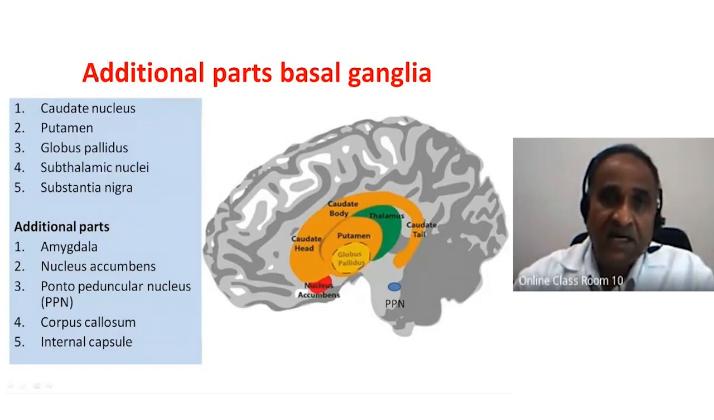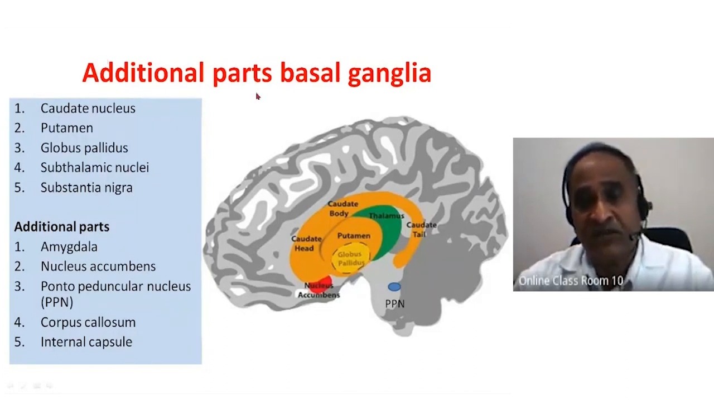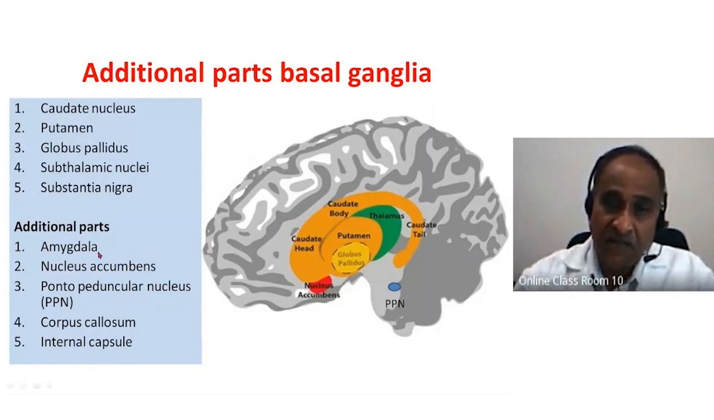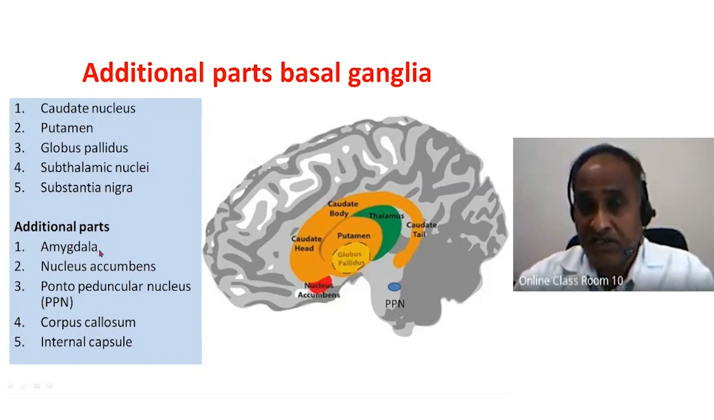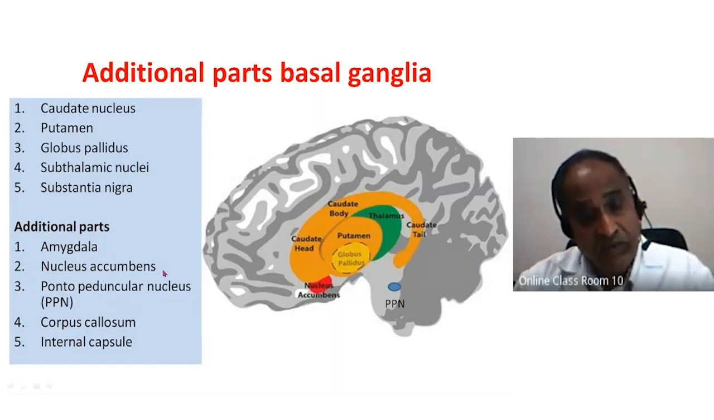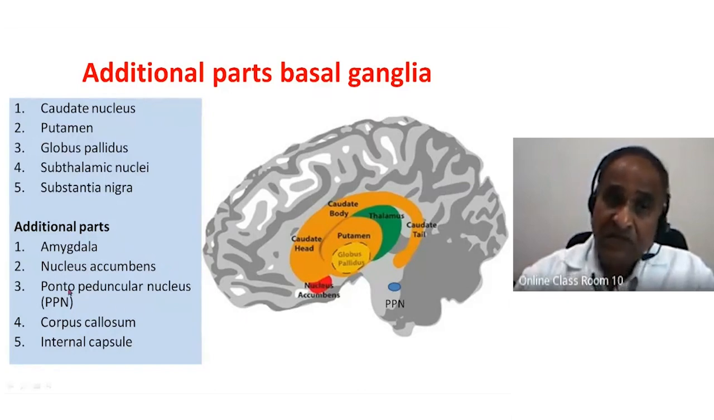In addition, there are other parts that are also partly involved in the basal ganglia functions, like the amygdala, maybe for the emotional components and memory, and the nucleus accumbens, which is for the cognitive aspects in terms of reward functions, and the pontopeduncular nucleus. This is the pontopeduncular nucleus here, this is the amygdala, caudate is here, and this red one is the nucleus accumbens.